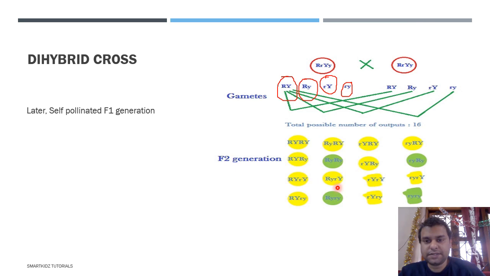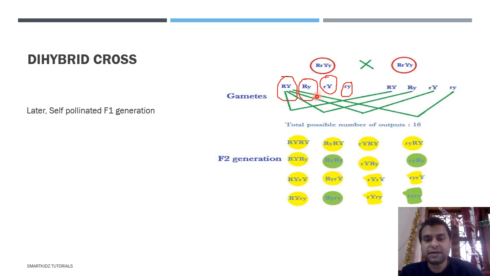In the third case, when capital R small y combines with small r and capital Y, once again we get yellow and round seeds, because there is a capital R and there is a capital Y. In this case, there were two capital R's, but there were two small y's, which means that they were recessive characteristics for the seed color, and that is why it was green in color.